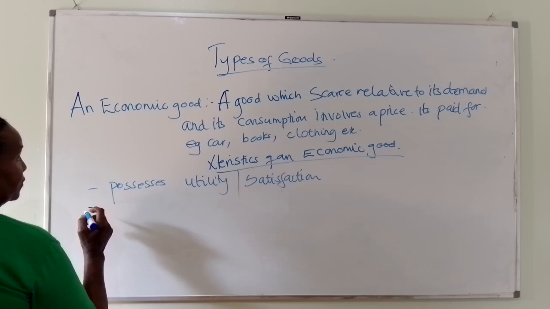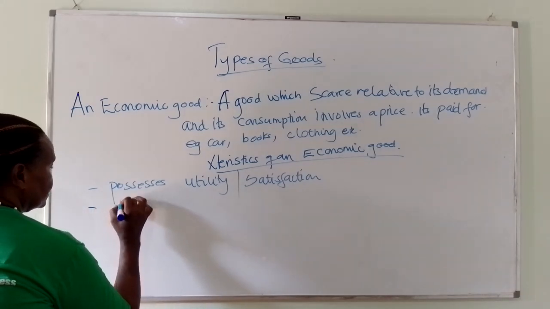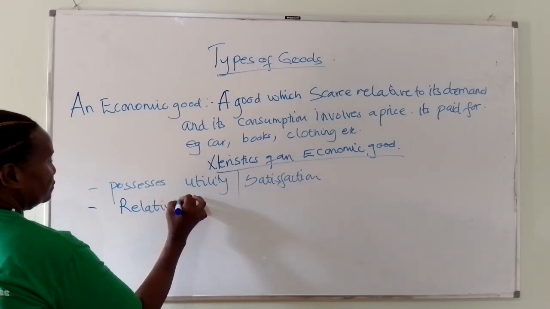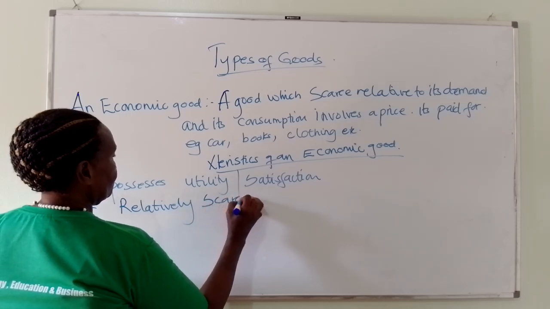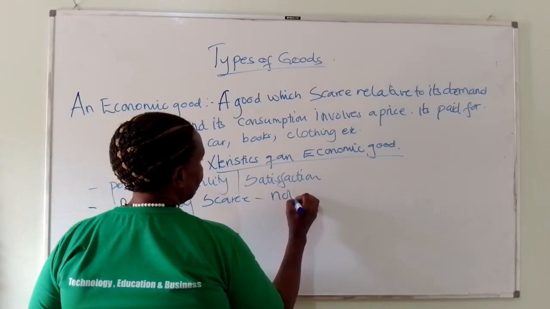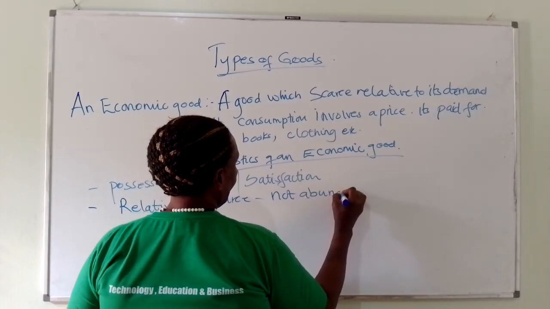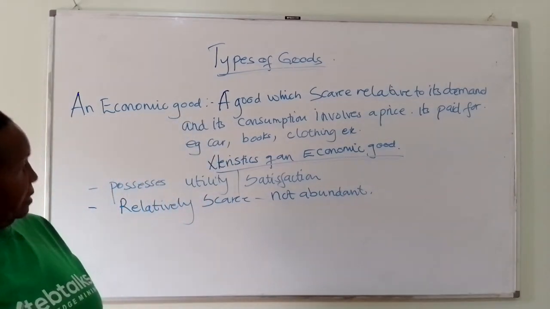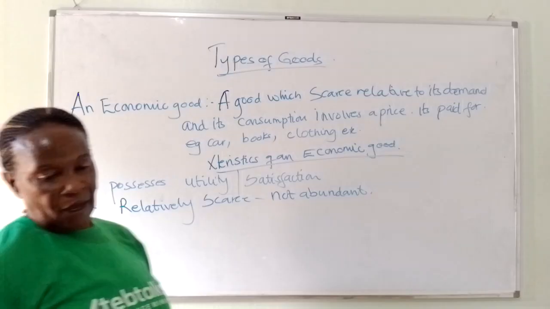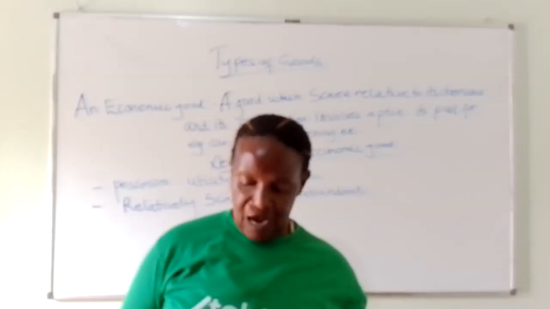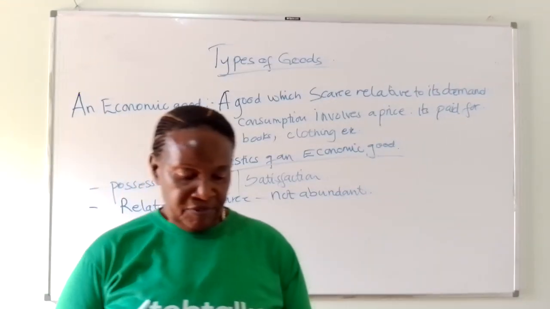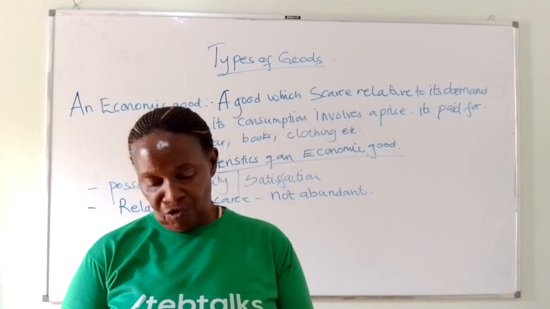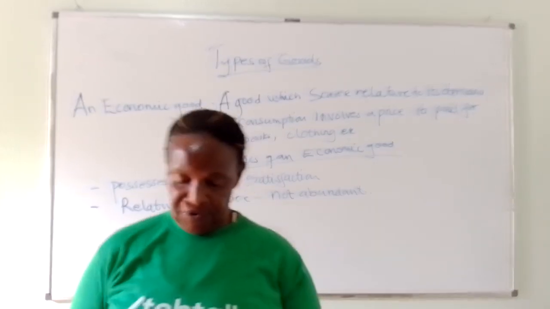Economic good, as the definition says, is relatively scarce, that is, not abundant, so that it remains economic. Otherwise, if you can access it anyhow, anywhere, without any problem, then there is nothing economic about it. But it has to be relatively scarce, so that you incur some kind of cost in looking for it.